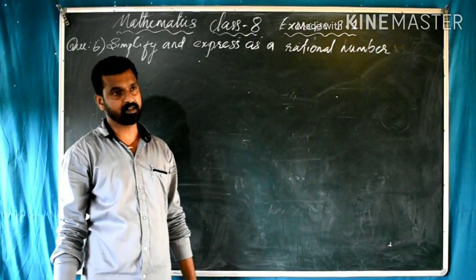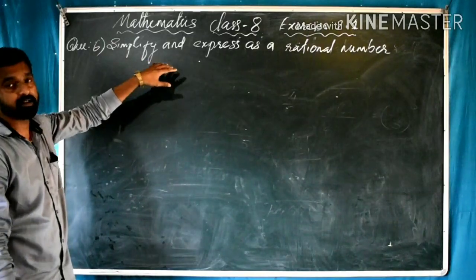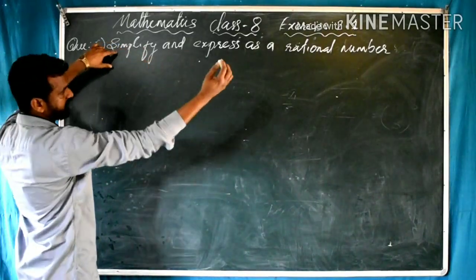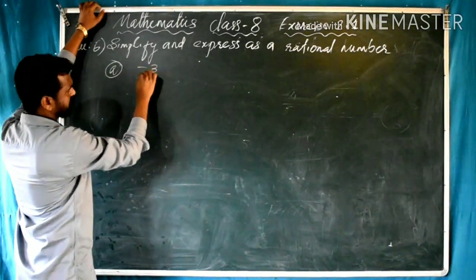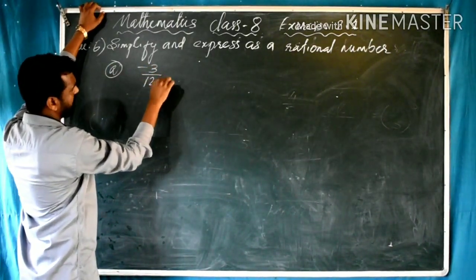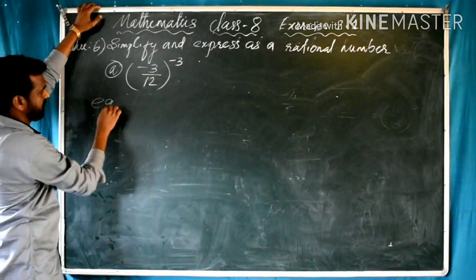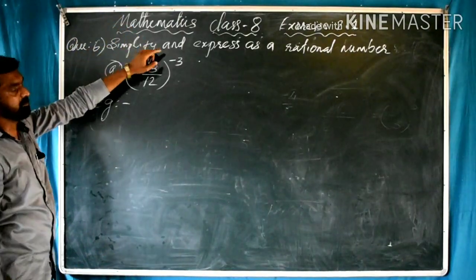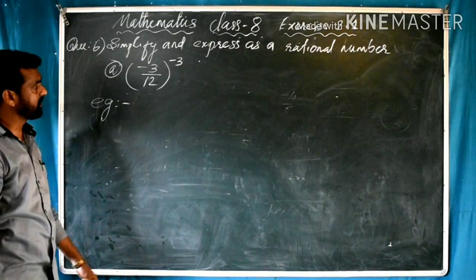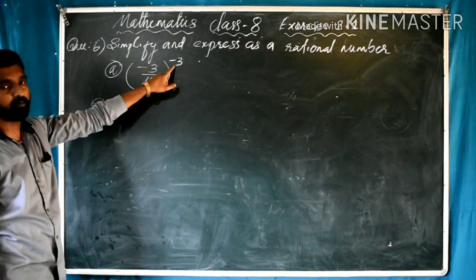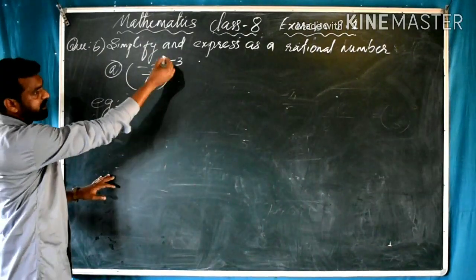Now question number 6. Simplify and express as a rational number. Same question only. Just an example: minus 3 by 12 raised to minus 3. Simplify and express as a rational number. Here it is a negative power, that is the only difference. So we have to make it positive first.